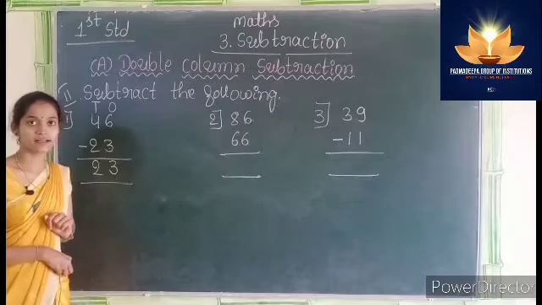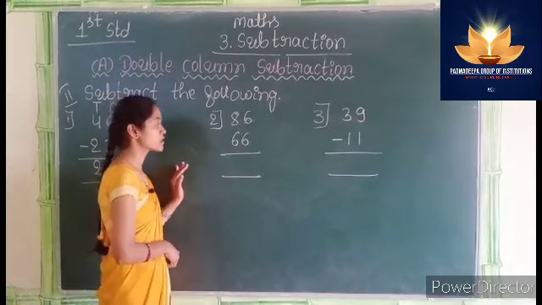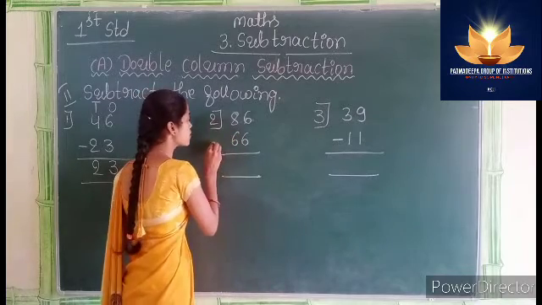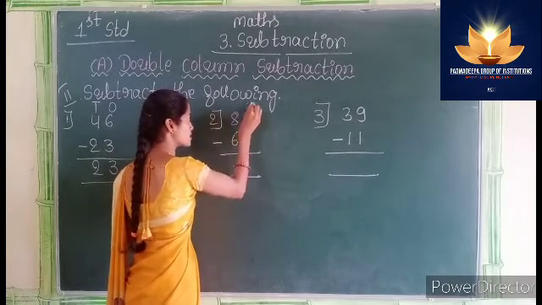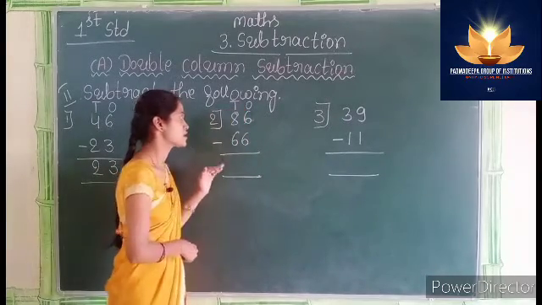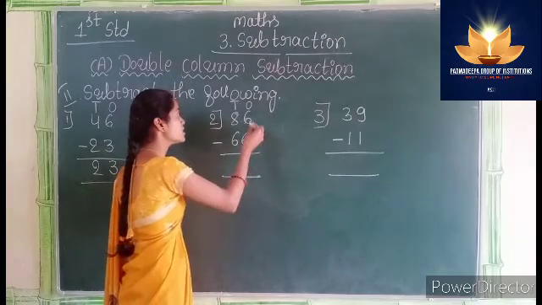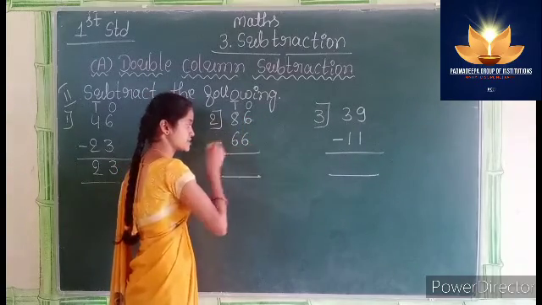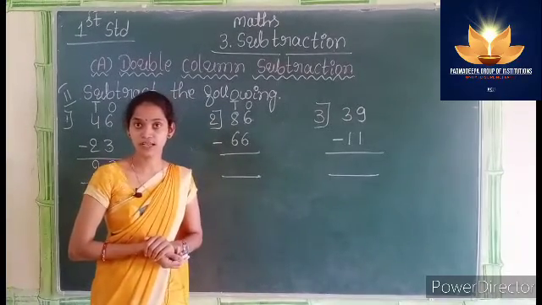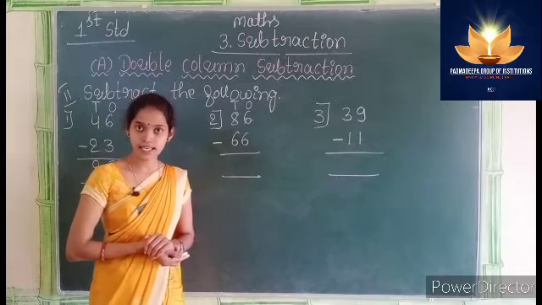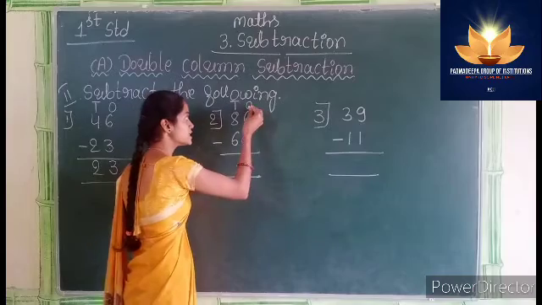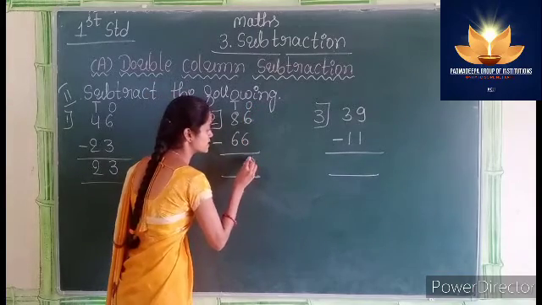Have you understood? And in this problem, we have to subtract 66 from this 86. First, we have to subtract ones place digits, then tens place digits. In the ones place, we have 6 and 6. 6 minus 6. How much? 6 minus 6, that is 0. So 0 should be written below this ones place.